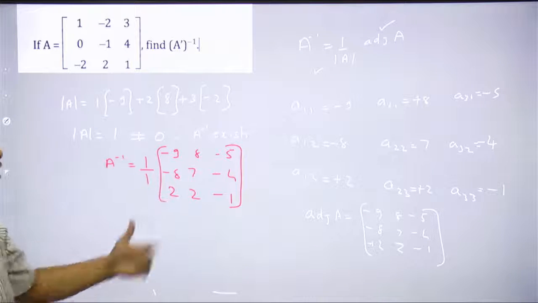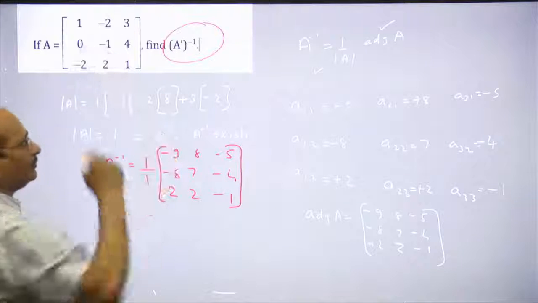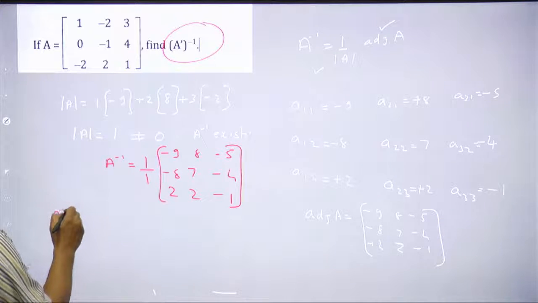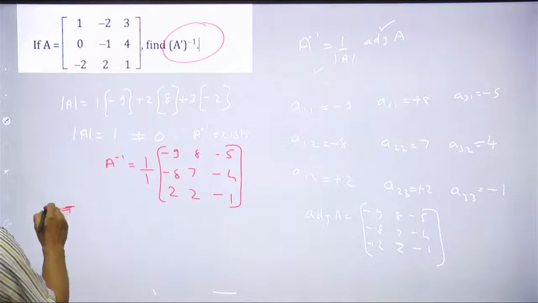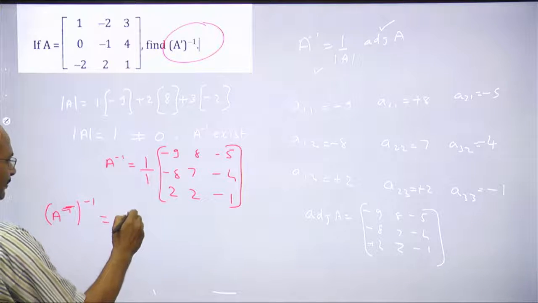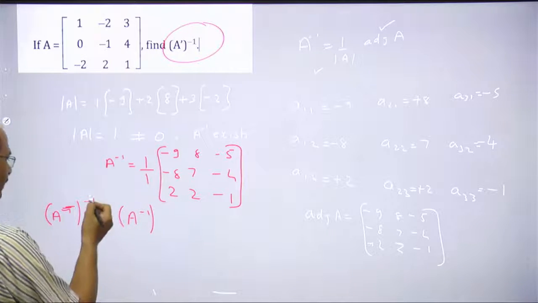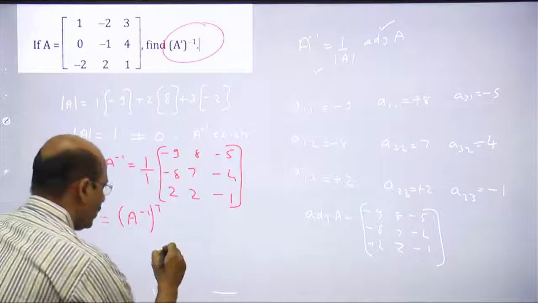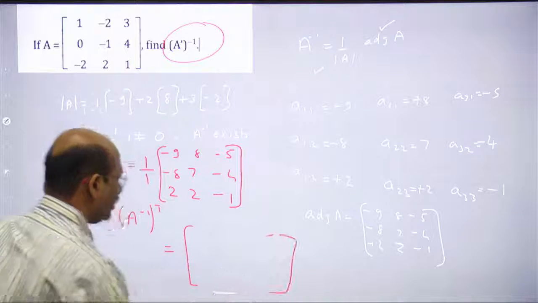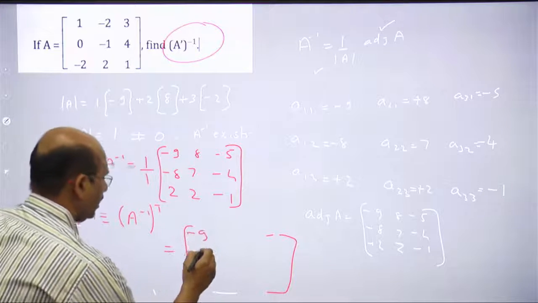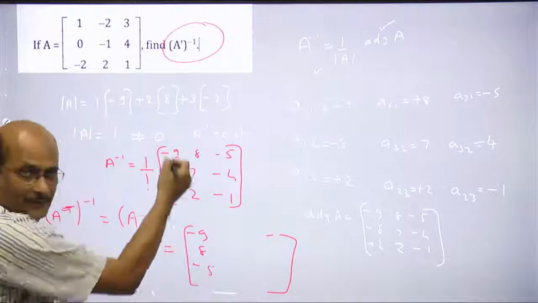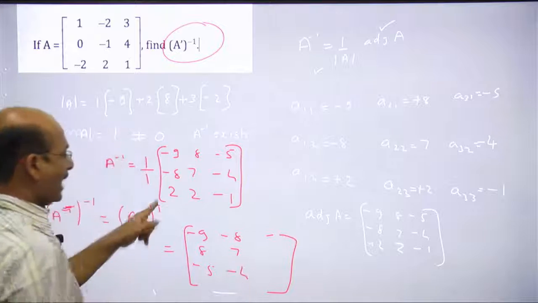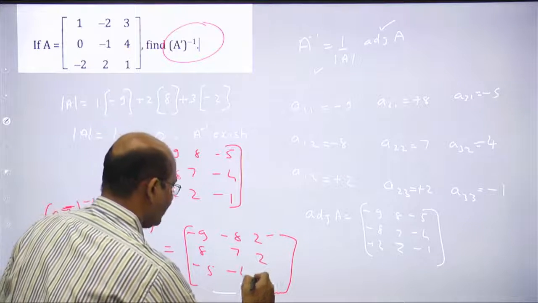But your job doesn't stop here because they are asking you what? Inverse of a transpose. So you can say inverse of A transpose is nothing but transpose of the inverse. What is the transpose of this? You can mention it out. Minus 9, 8, minus 5. The row becomes column. Minus 8, 7 and minus 4, and 2, 2 and minus 1.